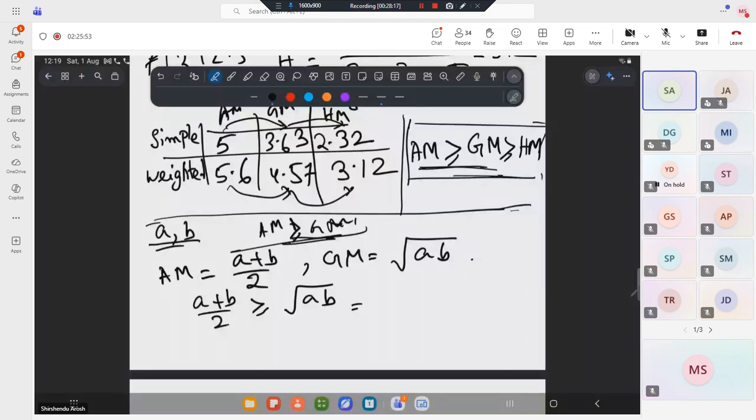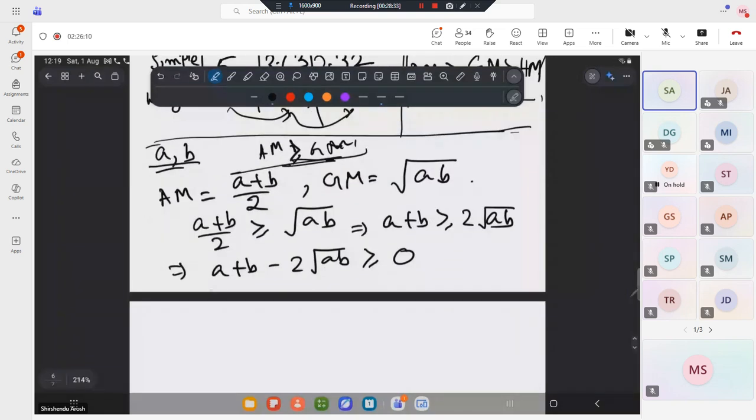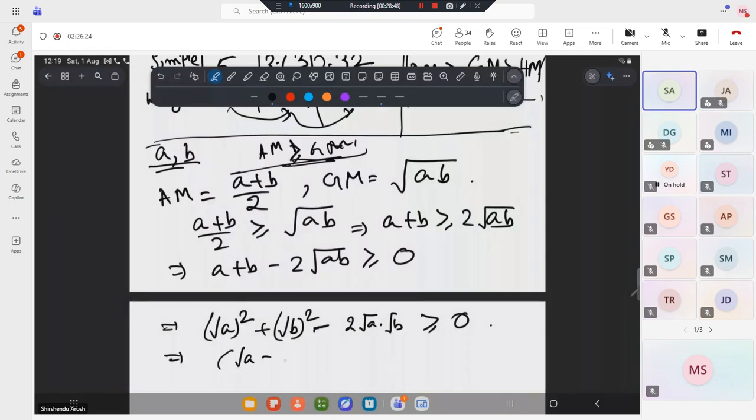So how can I write it? A very basic algebra. From there, a plus b minus 2 root ab should be greater than or equal to 0. Now what is this? This is nothing but the square of root a, plus the square of root b, minus 2 times root a times root b, which is nothing but (root a minus root b) whole square greater than or equal to 0.